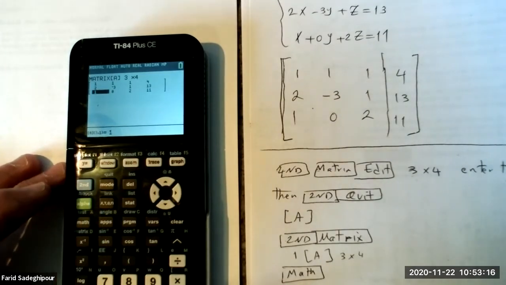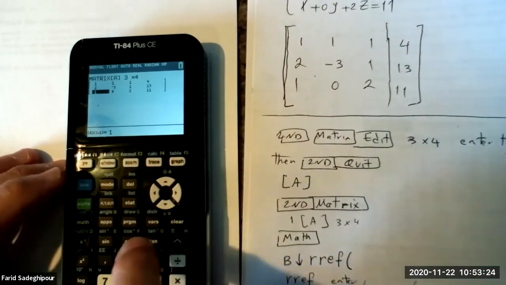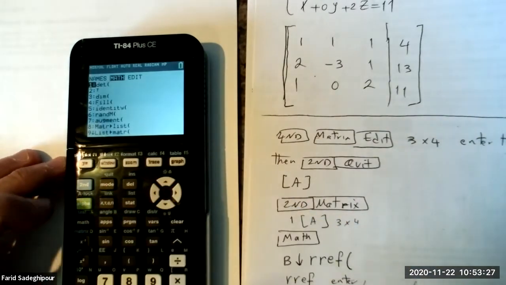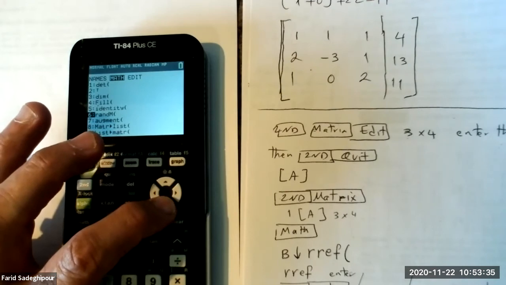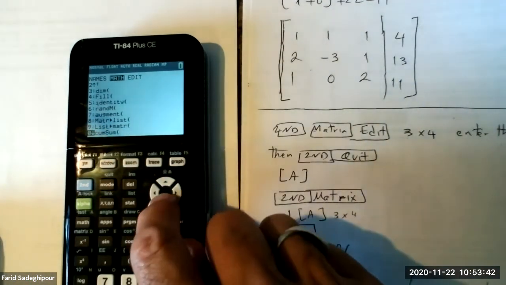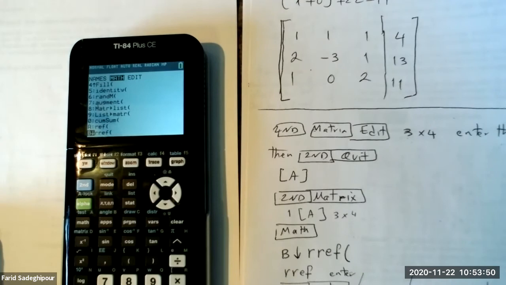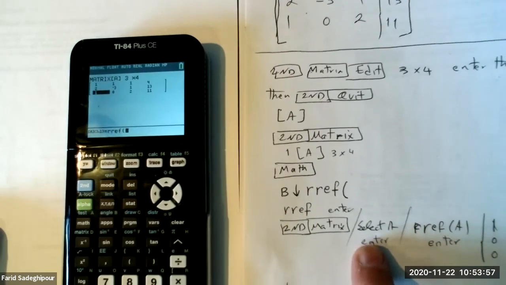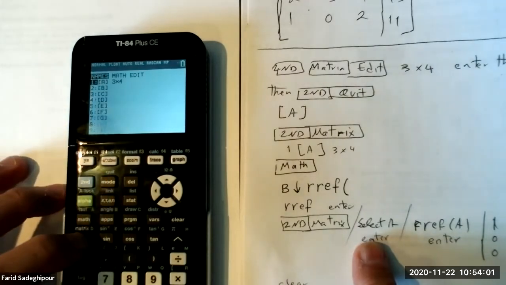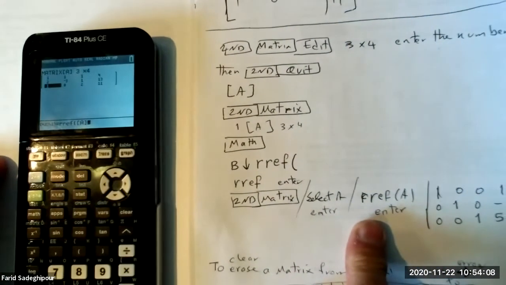Okay. All right. So now when you're done, go to second matrix and then go to math again, and scroll down to this one, and then select A. Go to second matrix, enter, and then enter.